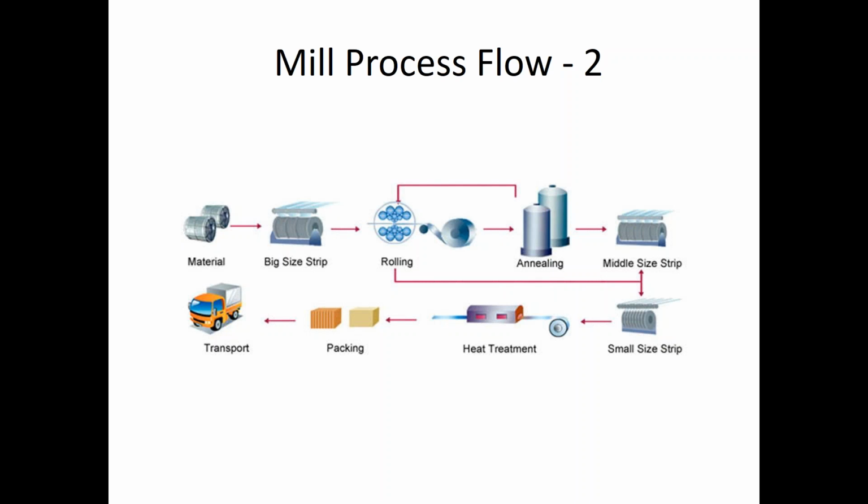You go through various rolling stages. You get sheet that's now 032, 010 or something like that. It can be annealed at various stages to produce a variety of tempers. Middle-sized strip, and by middle-sized strip, this illustration means narrower. So it's been slit into, say, a foot wide. The edges have been trimmed.